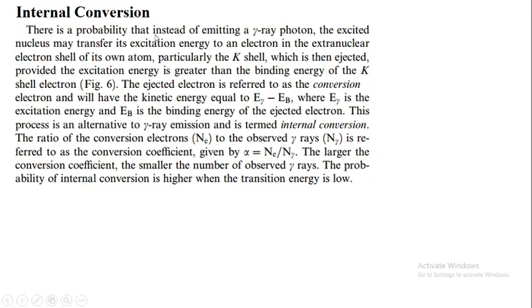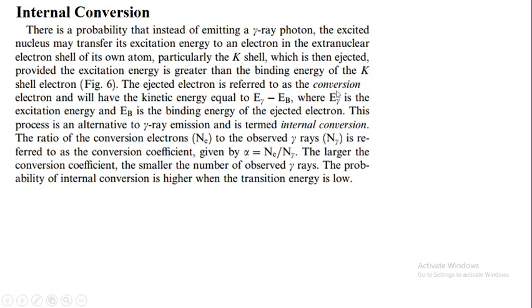There is a probability that instead of emitting a gamma ray photon, the excited nucleus may transfer its excitation energy to an electron in the extra nuclear electron shell of its own atom, particularly the K shell, which is then ejected, provided the excitation energy is greater than the binding energy of the K shell electron. This only happens because the electron is bound to the nucleus through a binding energy. So the K shell electron is only emitted when the excitation energy is greater than the binding energy. If the binding energy is greater than the excitation energy, the K shell electron can never be ejected from the shell.